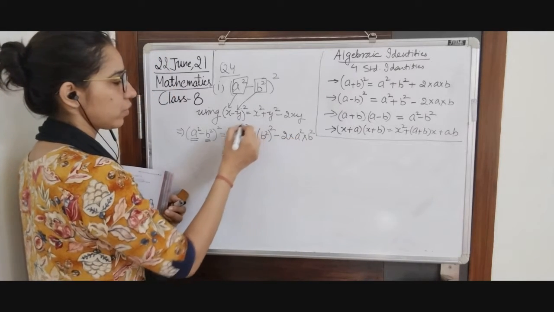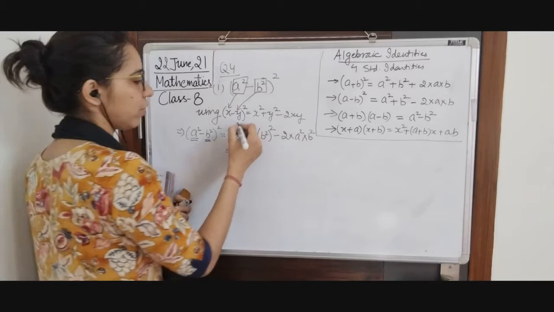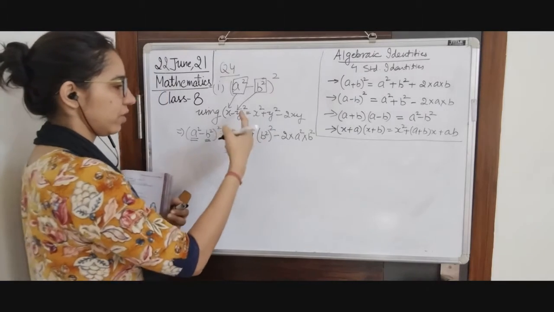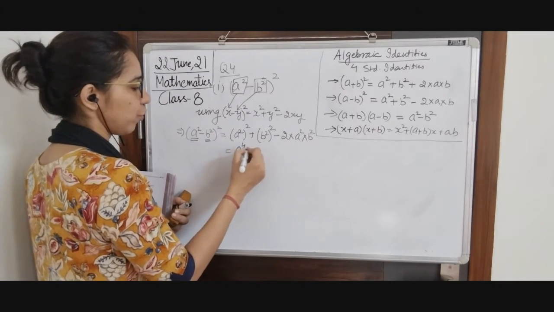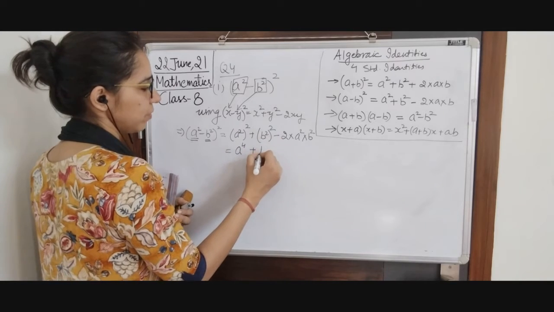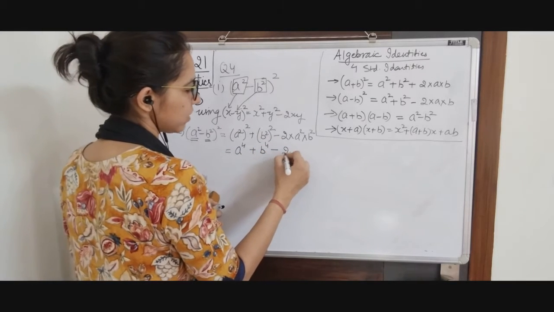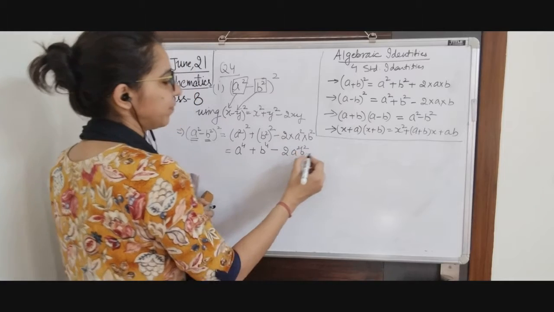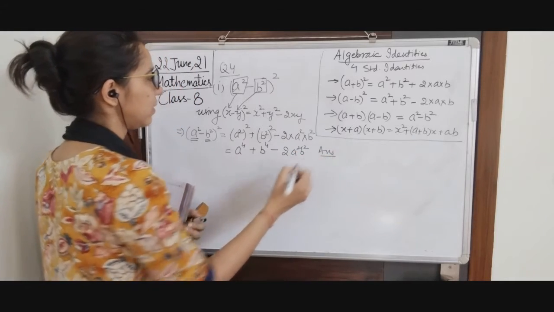Now a square to the power square. If we have power to the power, they get multiplied. We will get a to the power 4. Power over power means multiplication of powers, so b to the power 4, minus 2a square b square. This is our desired result.